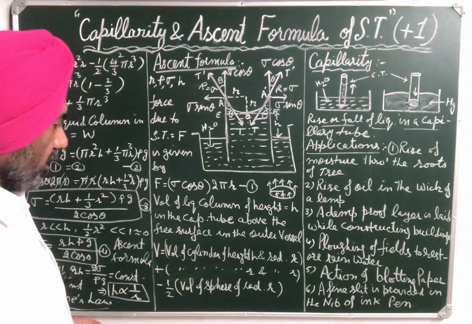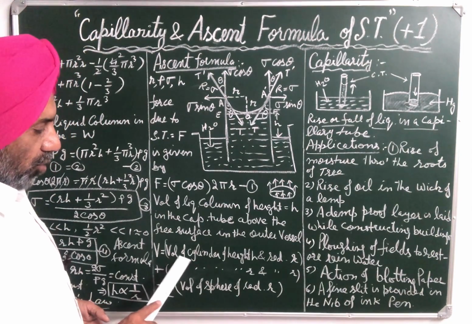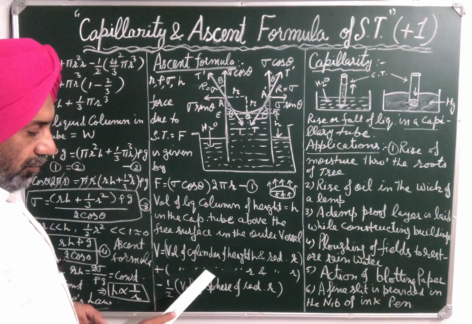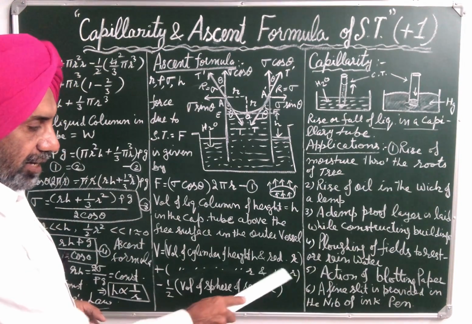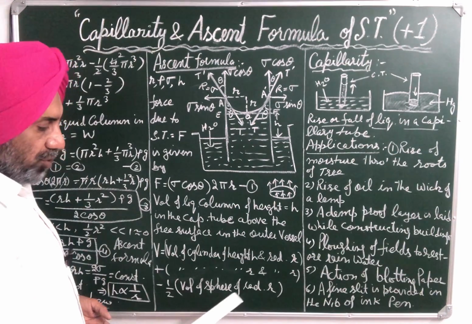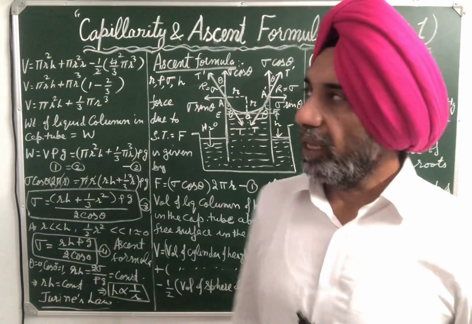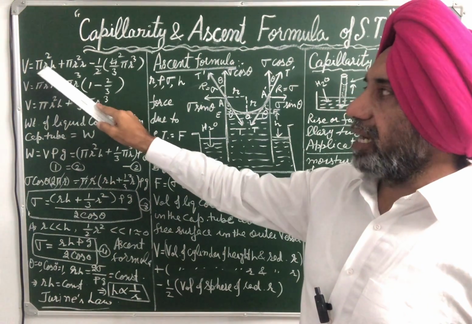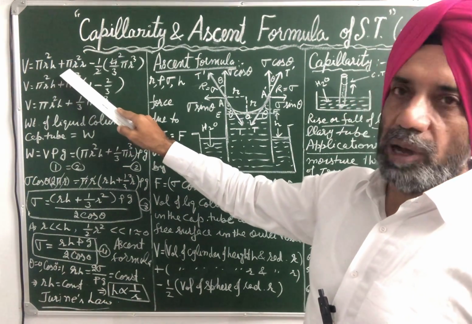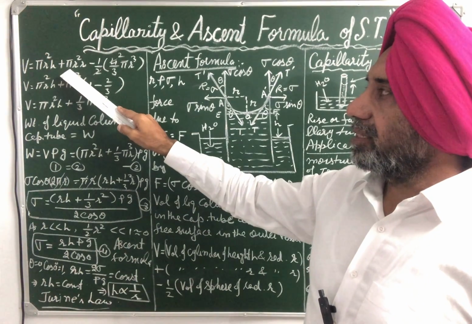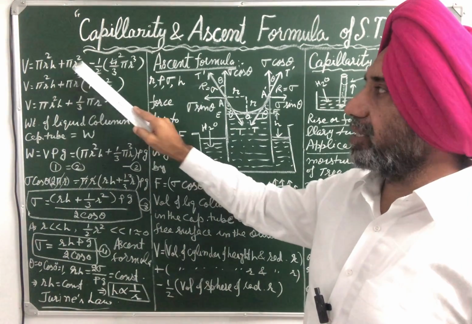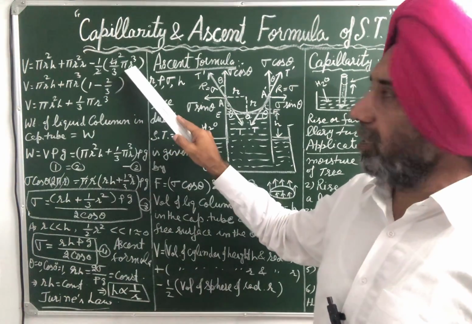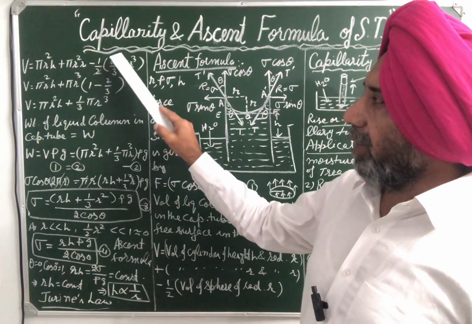Exact. So V will be equal to the volume of cylinder of height h and radius r, plus the volume of cylinder of height r and radius r, minus half the volume of sphere of radius r. The volume of cylinder of radius r and height h is pi r square h, plus the volume of cylinder of radius r and height r is pi r square r, and minus half the volume of sphere is 4 by 3 pi r cube. So you simplify it.